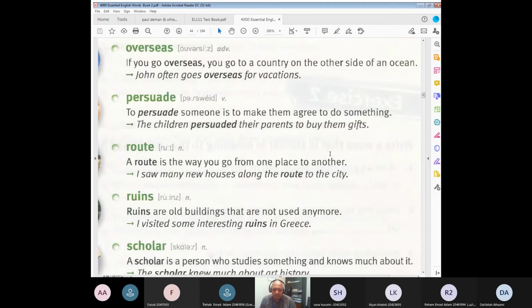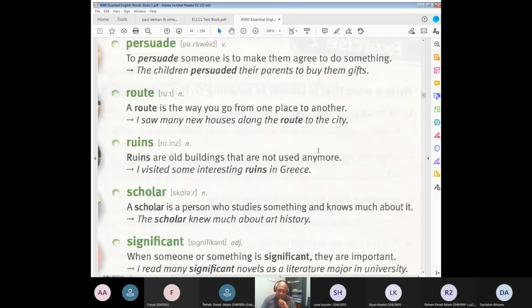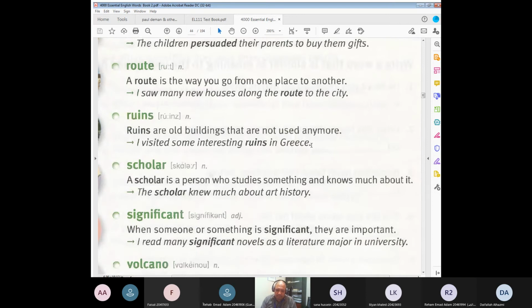Persuade. To persuade someone is to make them agree to do something. The children persuaded their parents to buy them gifts. They convinced them. Route is the way you go from one place to another. I saw many houses along the route to the city.